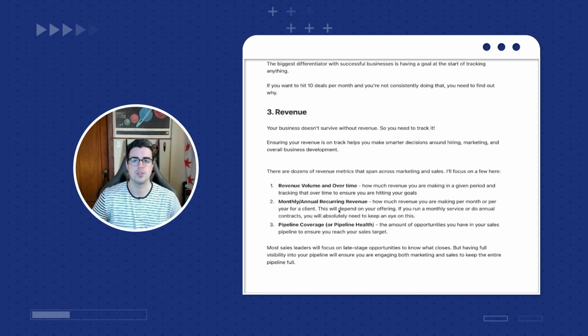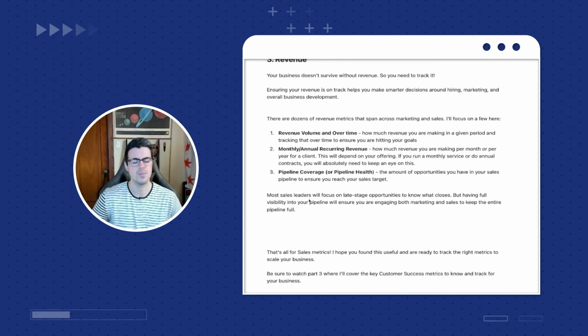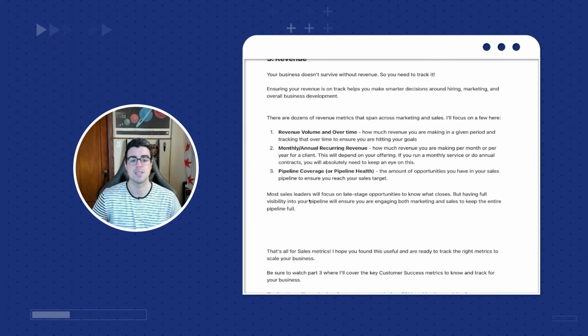Again, another general category, a lot of things to track here, but very important. So your business doesn't survive without revenue. Kind of obvious, but this means you absolutely need to track it. Ensuring your revenue is on track helps you make smarter decisions around hiring, marketing, and overall business development. There are dozens of metrics that span across marketing and sales, but I'll focus on a few here.